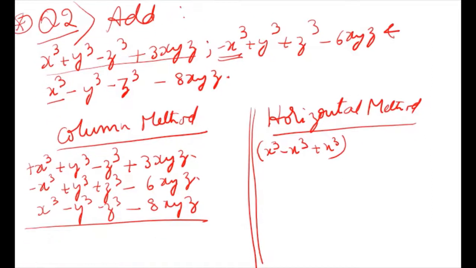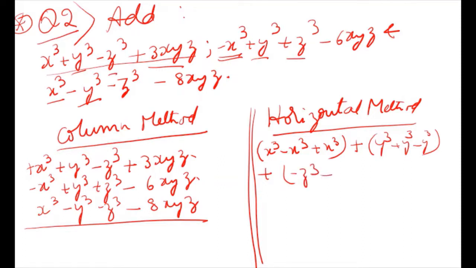Okay, now children, in the horizontal method we have to group the similar terms in similar brackets. Okay, one bracket. So all the x cube terms we have grouped here. Then all y cube terms. So plus y cube, then here plus y cube and minus y cube. Then the z cube term, minus z cube. Here we have plus z cube and here you have minus z cube.